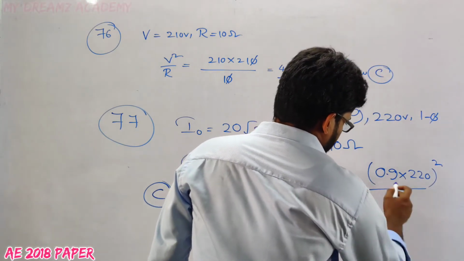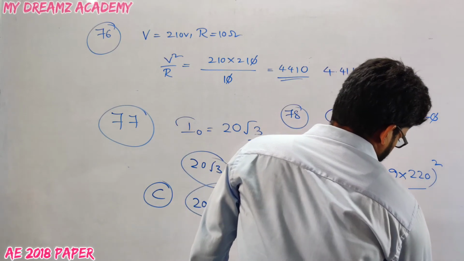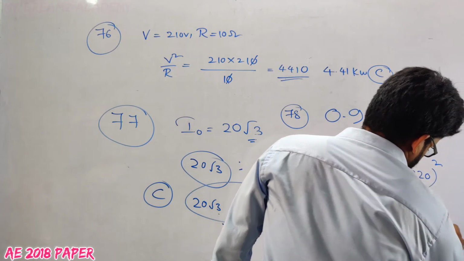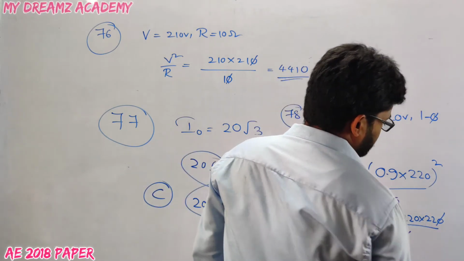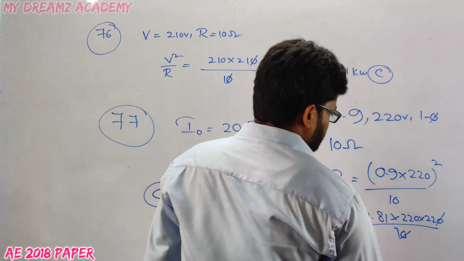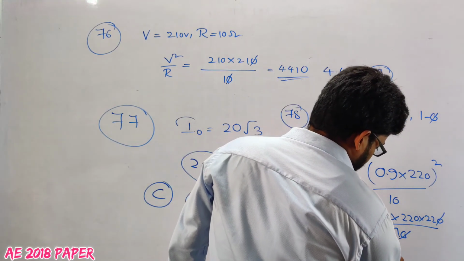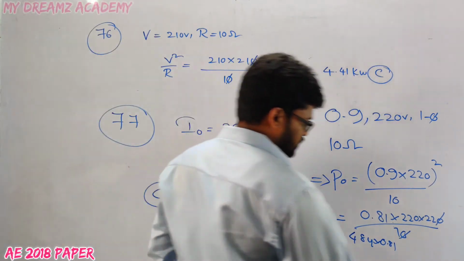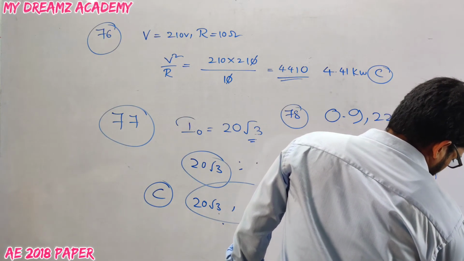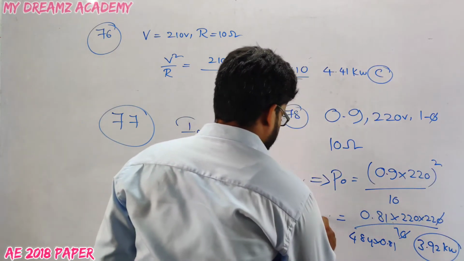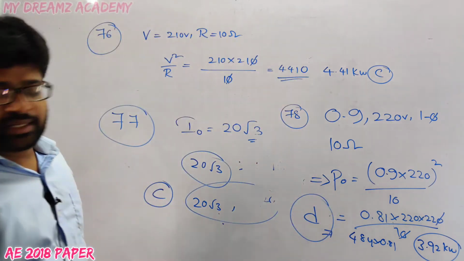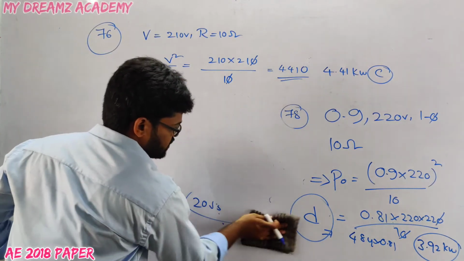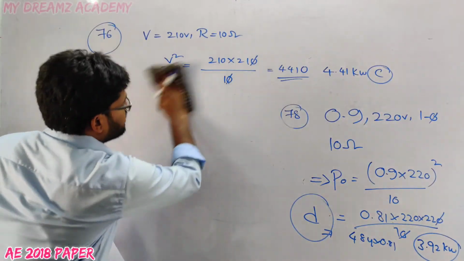is equal to the supply power factor, that is 0.9, into the input voltage 220 whole squared divided by 10. So 0.9 into 0.9 is 0.81, into 220 into 220 divided by 10. The 0 will get cancelled, so it will give 220 into 22, that is 484, into 0.81. It will give 3.92 kilowatts. Option D is correct for question 78. Now we are going to see question 79. The 79th question is also from power electronics only.